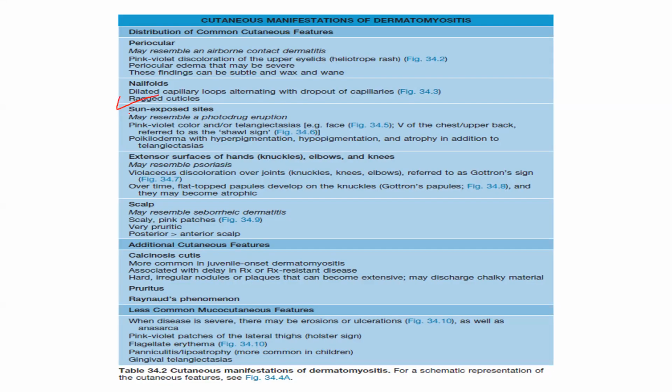And we've said that these rashes usually love the sun-exposed areas, and that's why they'll end up with a photo distribution. And also they love the extensors of the body. That's the extensor surface of the hands, the knuckles, elbows, and knees. And this may make you think about psoriasis, because psoriasis typically loves those areas. So when you go to the scalp, if the lesions involve the scalp, they may look like seborrheic dermatitis, and sometimes they are very pruritic.